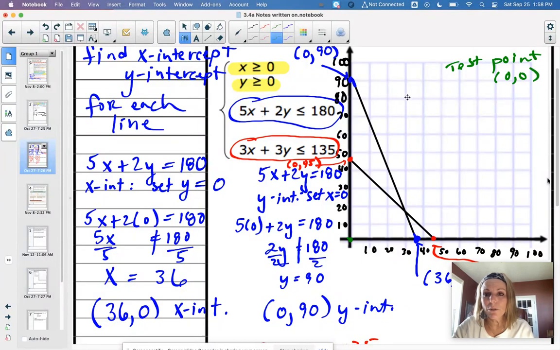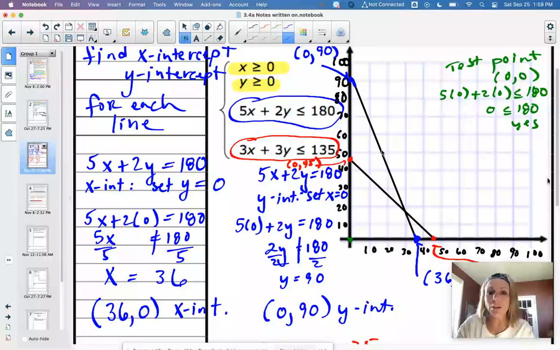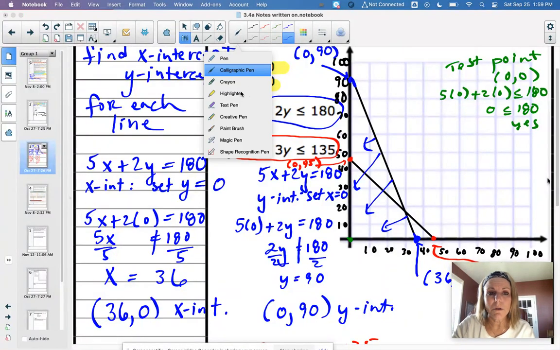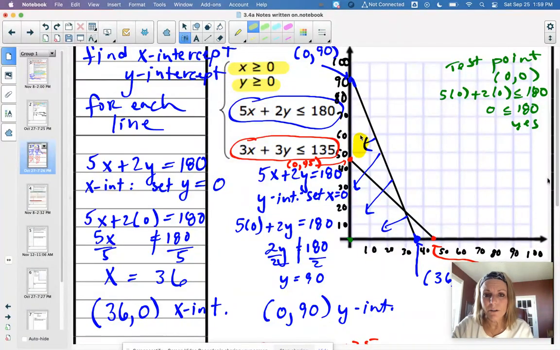Let's plug it into the blue. We have 5 times 0 plus 2 times 0. Is that less than or equal to 180? Is 0 less than or equal to 180? Yes, it is. So for the blue line, I am definitely going to shade this way. Okay. So let's grab out my highlighter and let's do that.